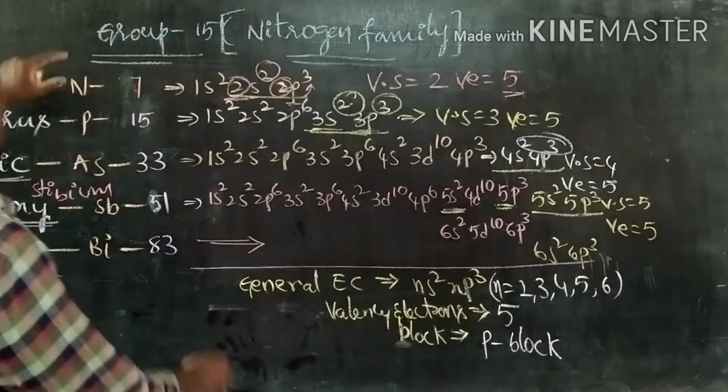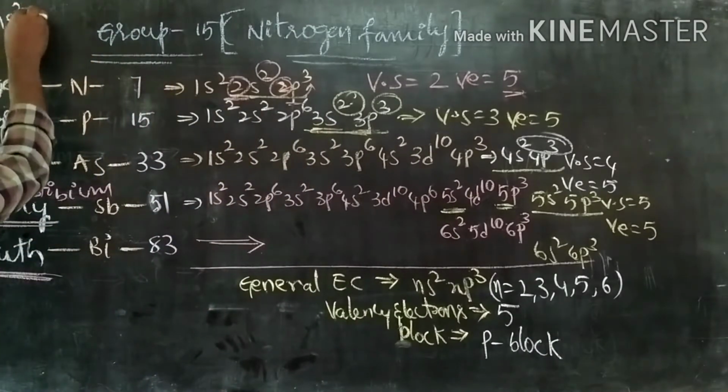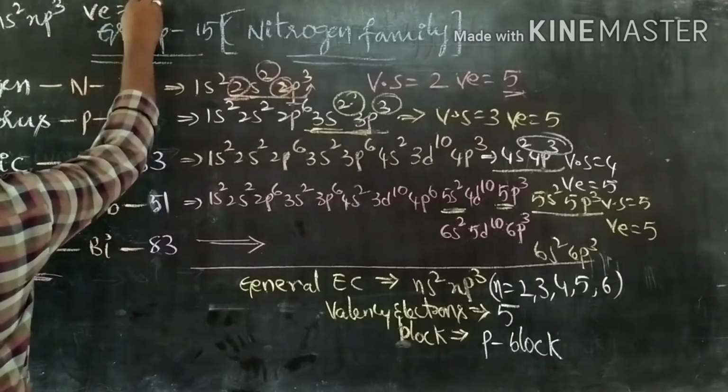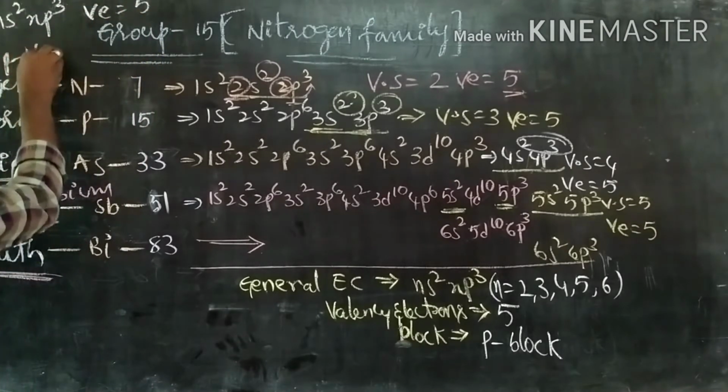Finally, we can say the general representation of group 15 elements is ns2 np3. Their valency electrons are 5. They belong to the p block.